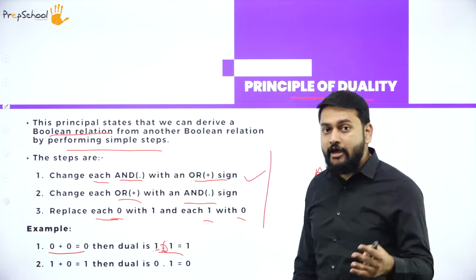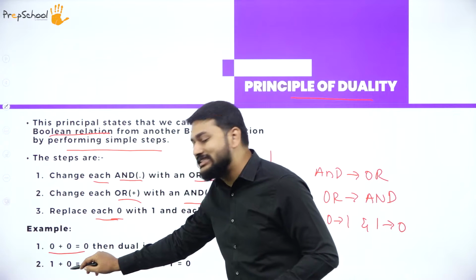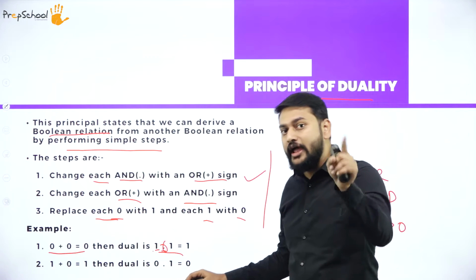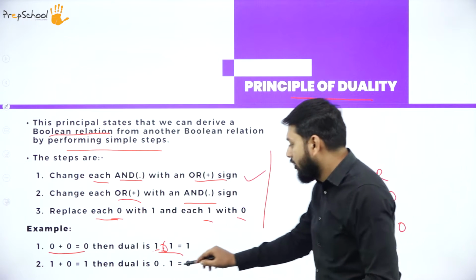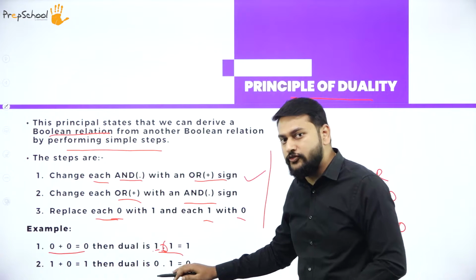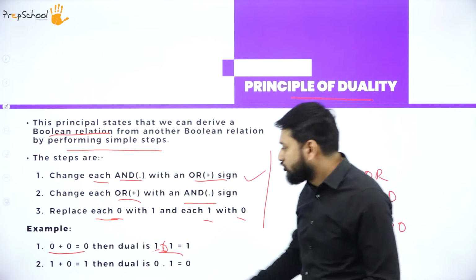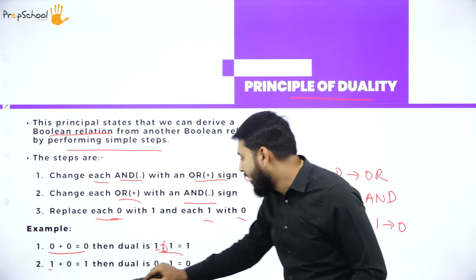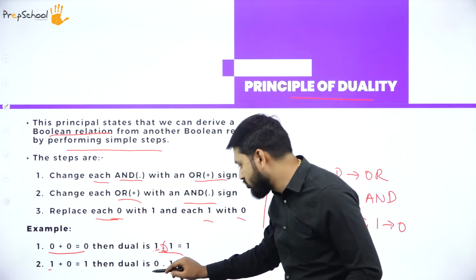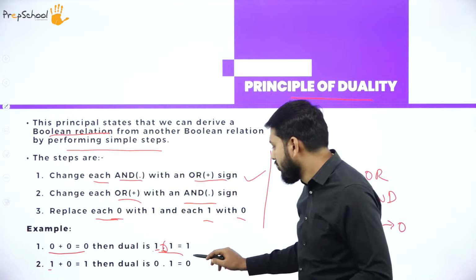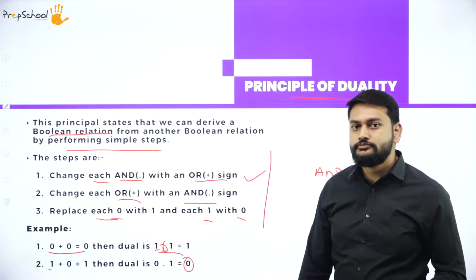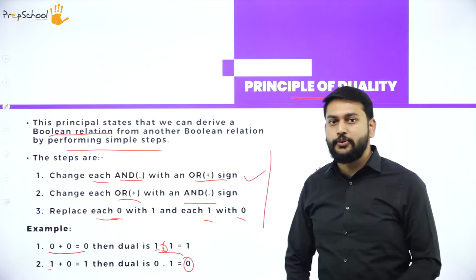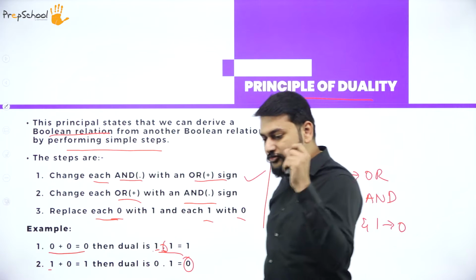The second one that I have, right? 1 plus 0 is equal to 1. So what is it that I have? I have plus. So I have to change that plus to multiplication, that is AND. So fine, I did that. Then after that, I have 1 here, I will make it 0. And I have 0 here, I will make it 1. So 0 into 1. What is the answer? You have 0. So here also I have 1, so I have to change it, right? So 0. That's what the principle of duality says.